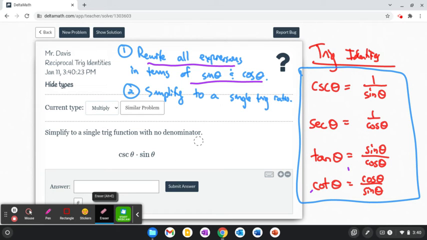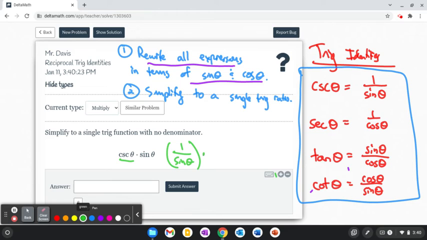So again, make sure you've written down this trig identities chart. You will definitely need that for this. All right, next one. We've got a cosecant theta times a sine theta. So obviously we need to change that cosecant. It changes into 1 over sine theta. I'm going to write in parentheses times sine theta.